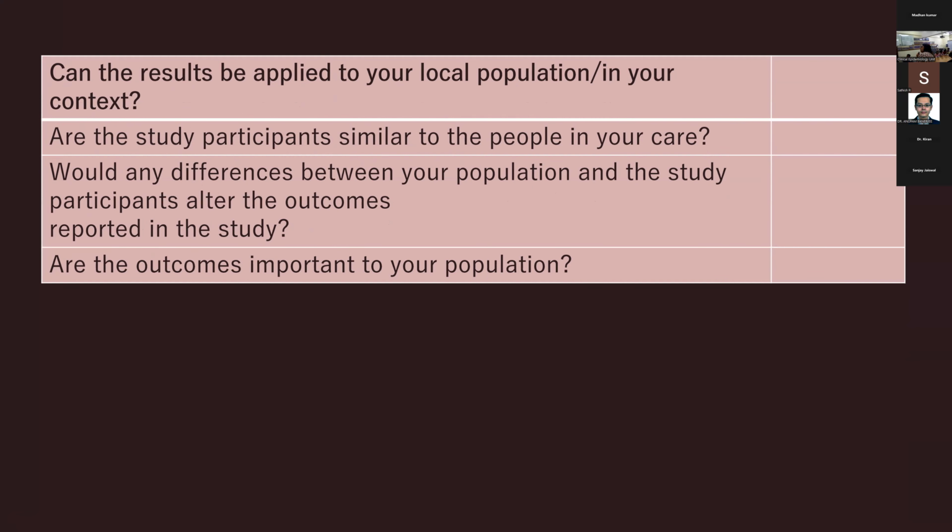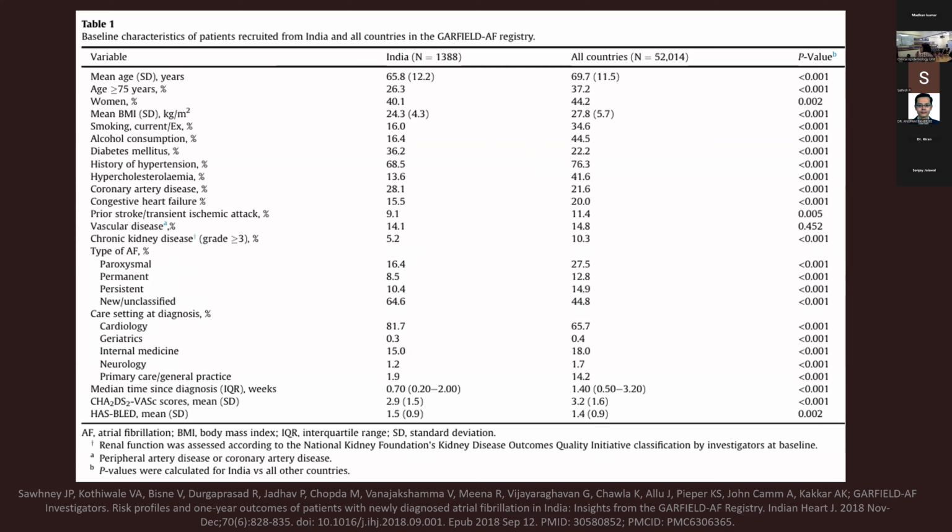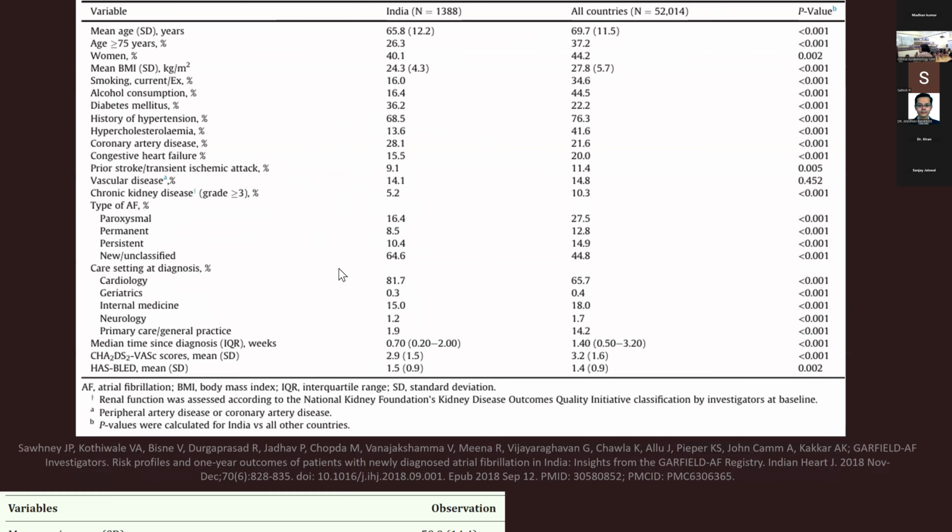Can the results be applied to your local population in your context? Looking at our population, this is the data from the Garfield AF registry. This is the data from Indian patients. When we look at it, our patients had a low BMI compared to the BMI of 30 in the study. And our patients are slightly more diabetic. Their coronary artery disease state is also slightly higher because they're more diabetic, when we compare to the global population.